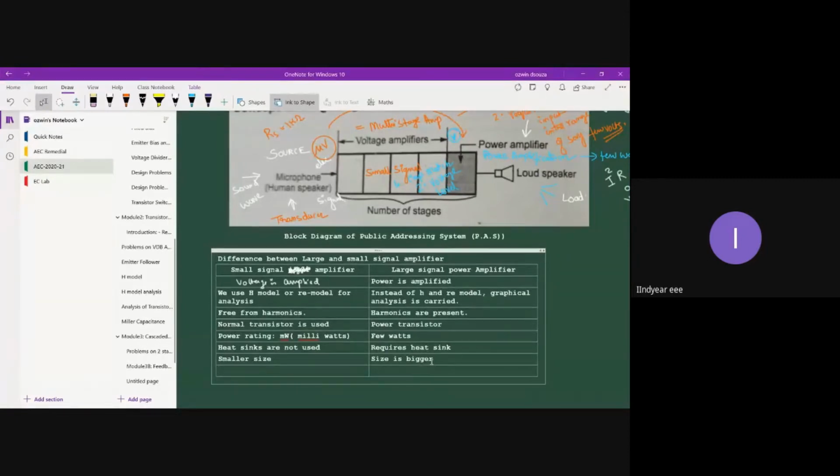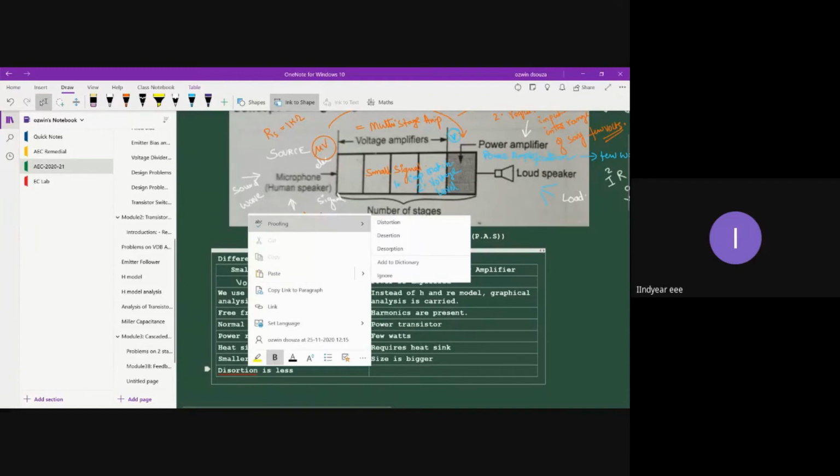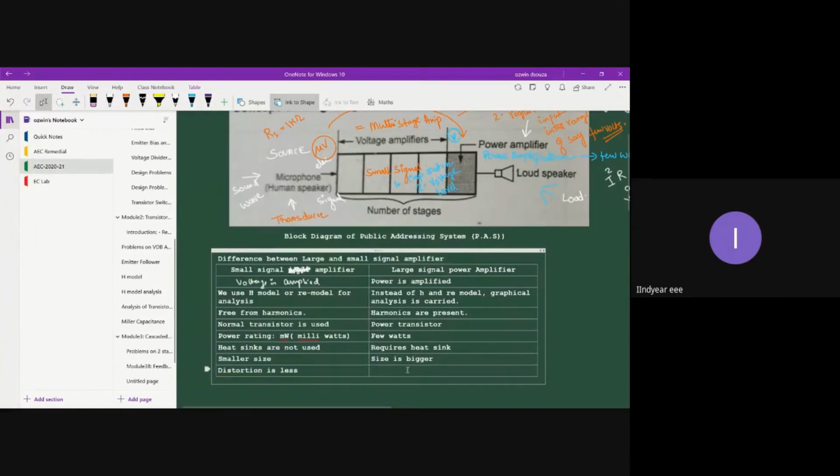And distortion. So distortion is less. And here you can say that distortion is more.